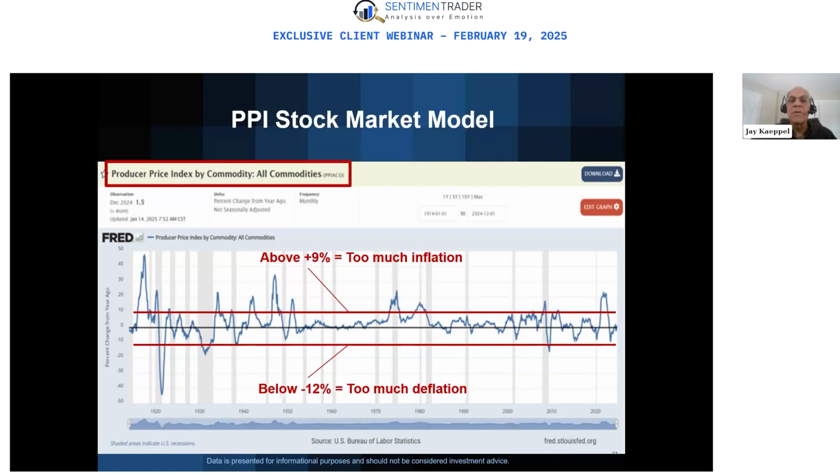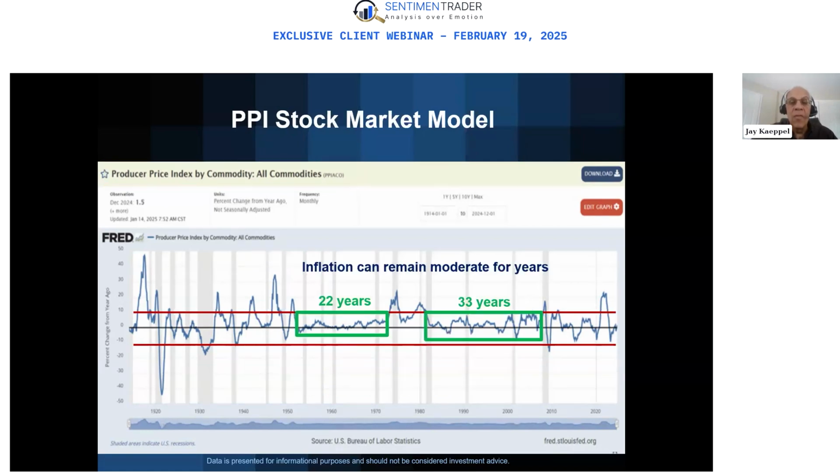Now, the reason this is important is very simple. The stock market hates uncertainty. And few things cause more chaos and uncertainty for investors than soaring inflation or plummeting deflation. Throws everything out of whack. So I want to keep a close eye on this. But the other thing we know is inflation can remain moderate for many, many years at a time. So during those times, you can still get bear markets, but they won't be because of inflation. There'll be some of the other factors that I showed you earlier.